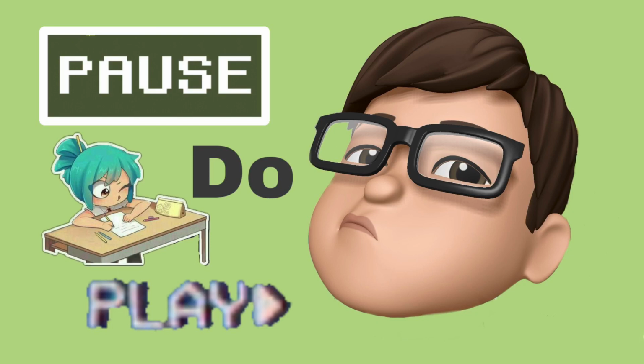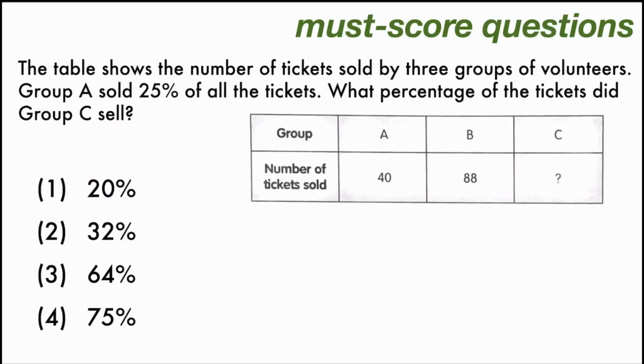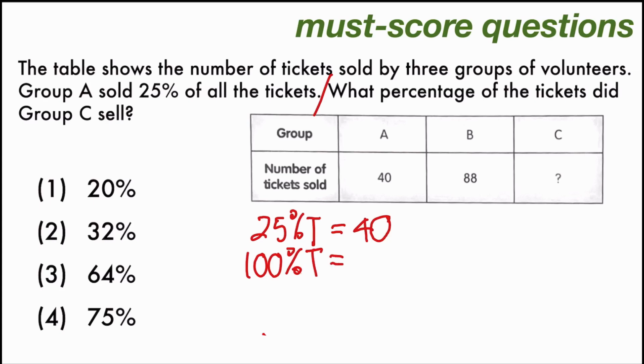Let's begin. The table shows the number of tickets sold by 3 groups of volunteers. Group A sold 25% of all the tickets. So I know that 25% of the tickets, I call it letter T, is equal to 40. That means I pause at this point and I find 100%, which is all the tickets. To find 100%, I just have to take 40 times 4. Now, why times 4? Because I know to make 100%, there are 4 groups of 25.